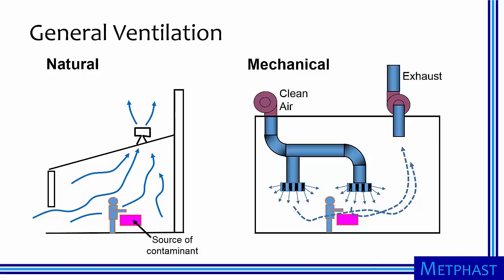General ventilation can also be achieved mechanically. In the case shown at right, clean air is pushed into the building through ducts and discharged near the workplace floor. This air is then pulled out of the building and exhausted through a stack. Alternatively, this air can be cleaned and recirculated to reduce heating and cooling costs.